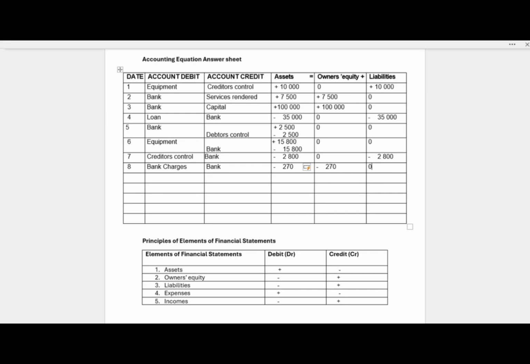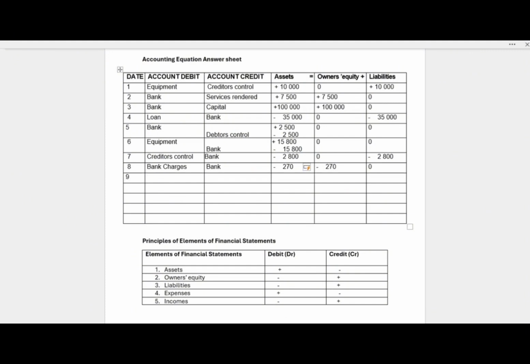So we don't just remember, we always align or relate to principles. We follow the principles of the elements of financial statements in order for us to debit and credit correctly and know which one falls where. Remember, expenses decrease your owner's equity and incomes increase your owner's equity. All right, that means we are moving to the following transaction. That's how you record transaction number 8, by the way.